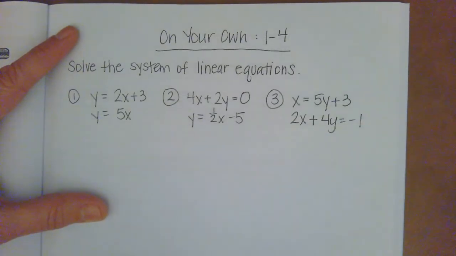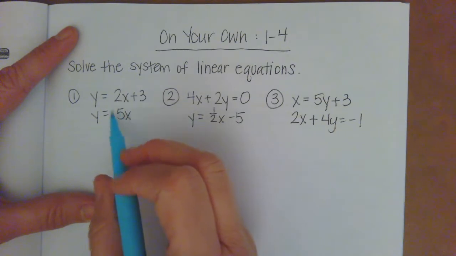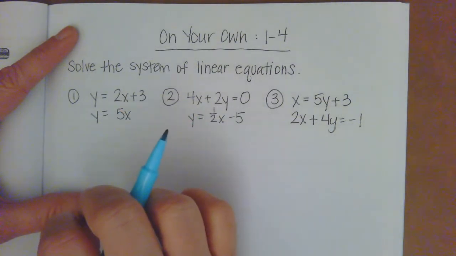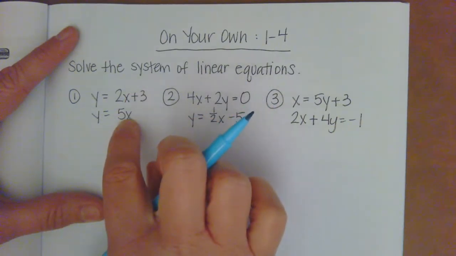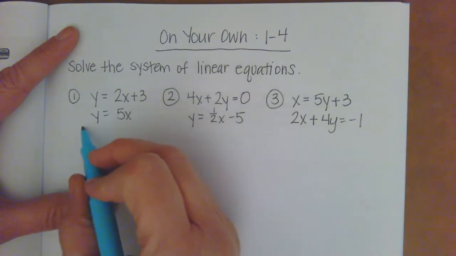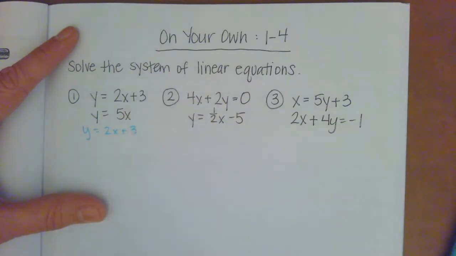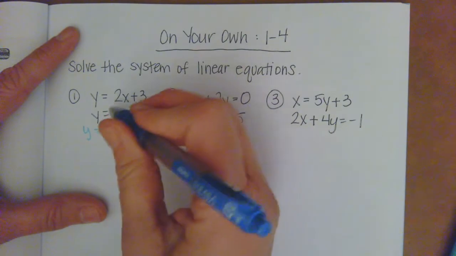Okay, so let's go over these and see how you did. You don't always have to do them the exact same way, but what I would do, this one doesn't matter which one you substitute in for which one. I'm going to start with this one and substitute this in for y. So I'm going to take y equals 2x plus 3, and I'm going to take this y out, and I'm going to put in this for y.